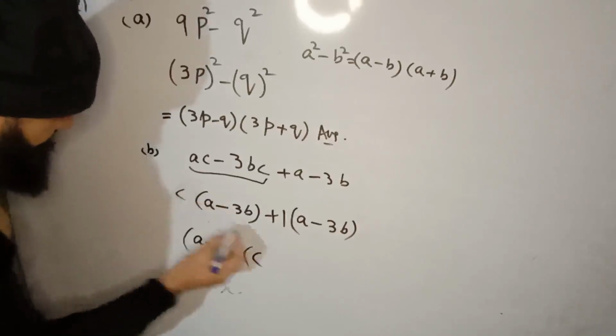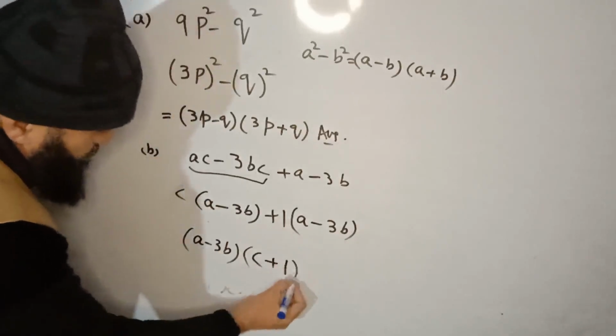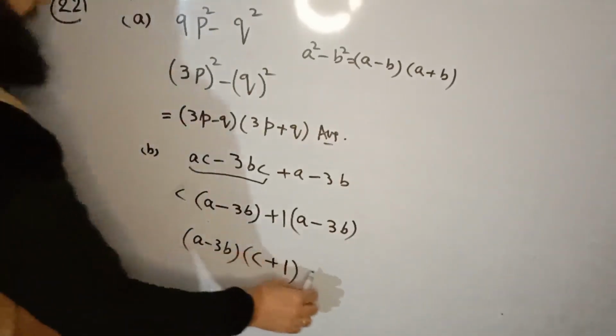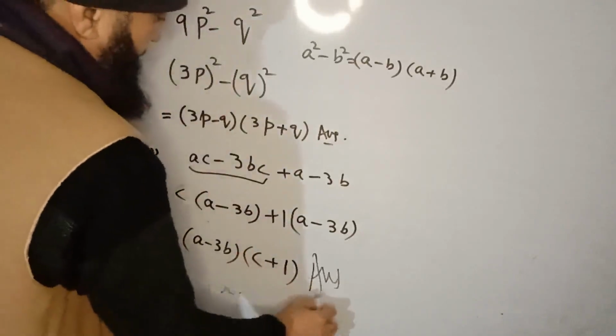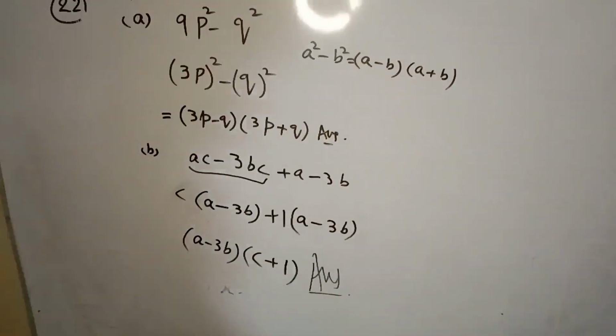Again, C plus A plus 3B is common. We are left with 1 only. So (A minus 3B) into (C plus B), or C plus 1, is the answer. And we have factorized completely the given expression.